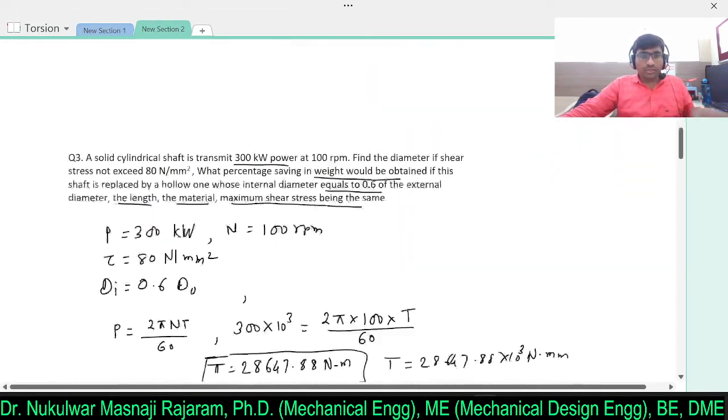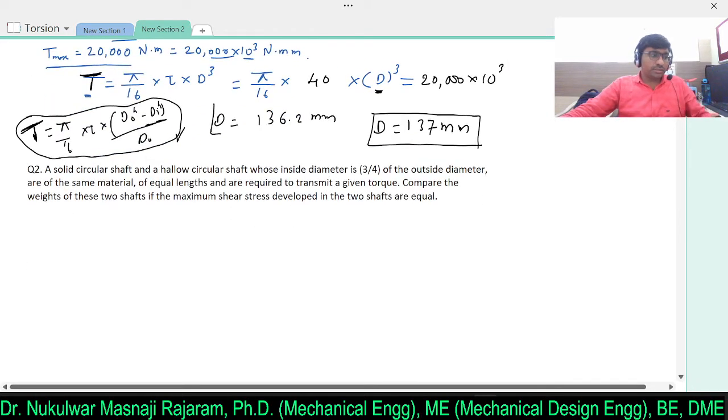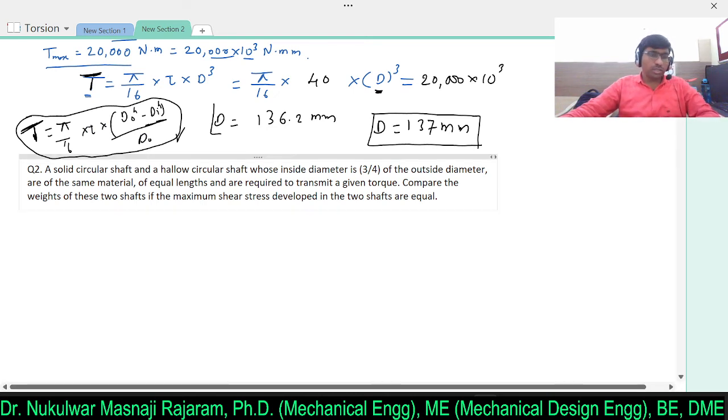I hope you understand all the numericals. So here I will just explain what the changes are in this numerical set. I have just kept it aside for the time being, so I will just explain how to solve this equation.